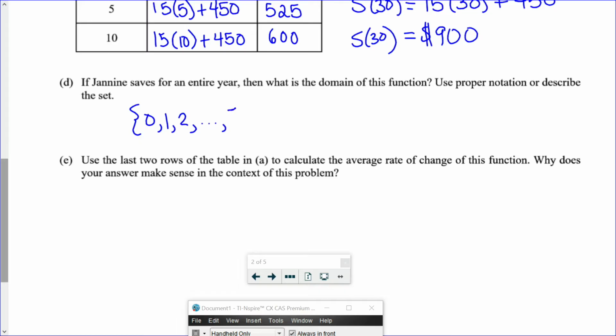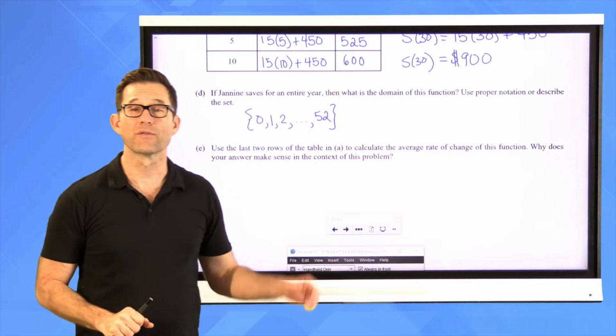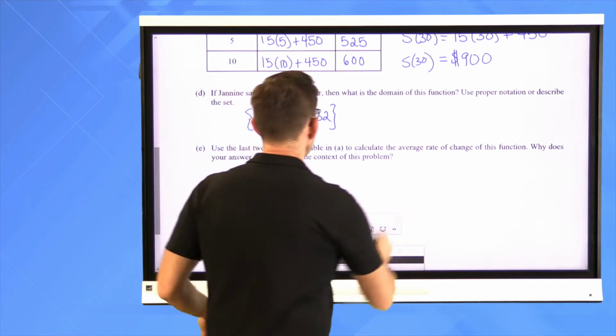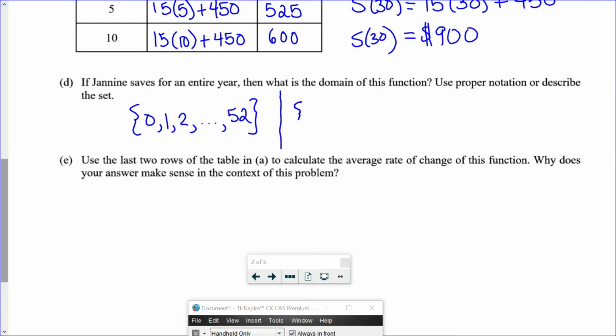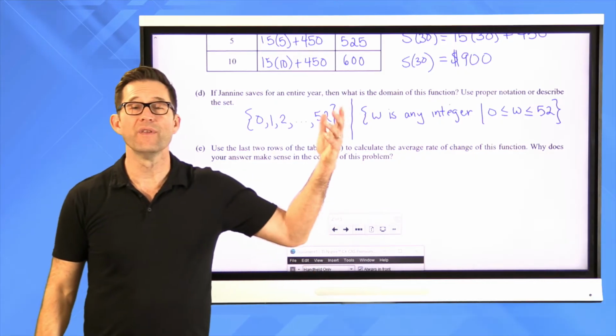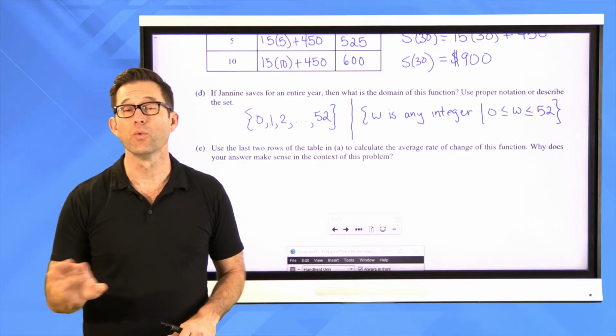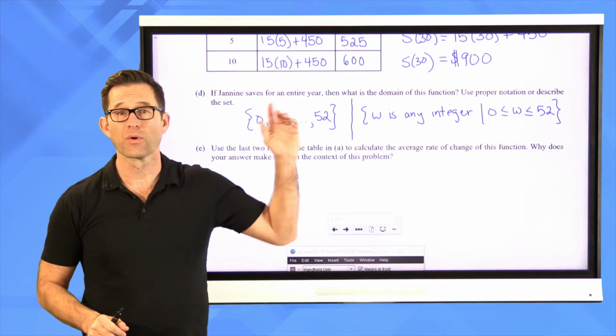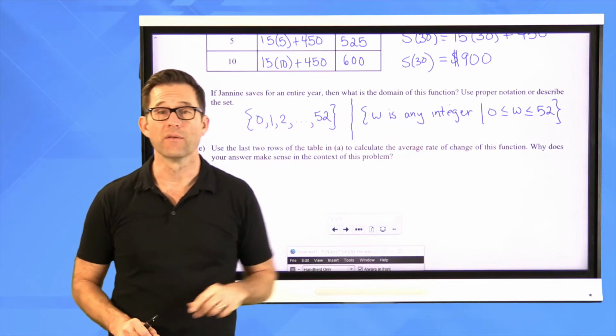And how many weeks are there in a year? 52. So either you should write it out in roster form like this, or if you wanted to use set builder notation, you would say W is any integer such that 0 is less than or equal to W is less than or equal to 52. Now, of course, one of the premises of this problem is that you know that there are 52 weeks in a year. If you don't know that, then of course that kind of upper number is pretty confusing.